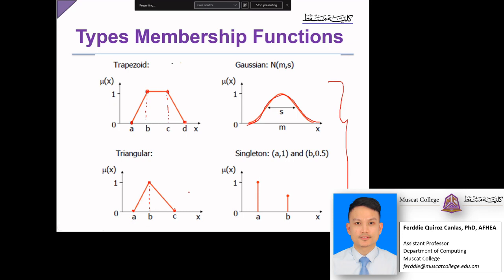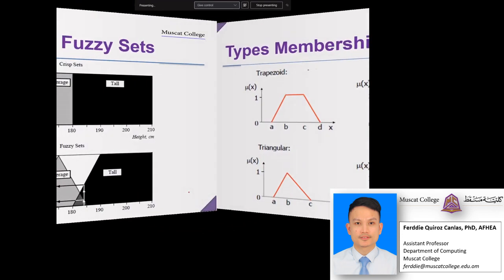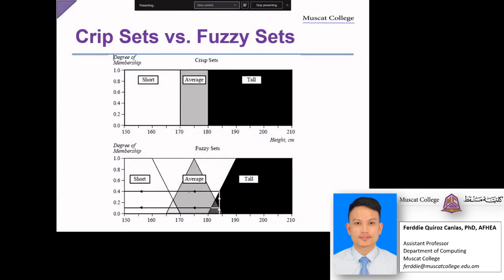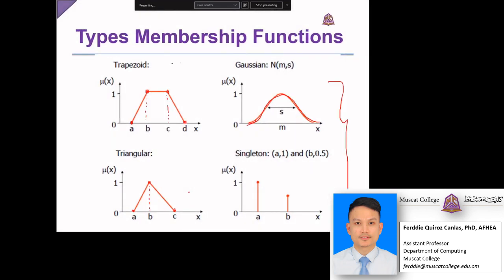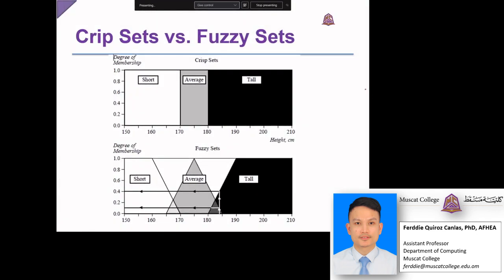Okay, so let me just introduce to you the representation. Look at this. Let's try to represent our values into the membership functions. So our first example earlier can be represented in this: short, average, and tall. Right? This is our crisp sets.